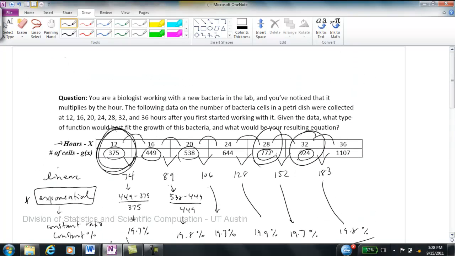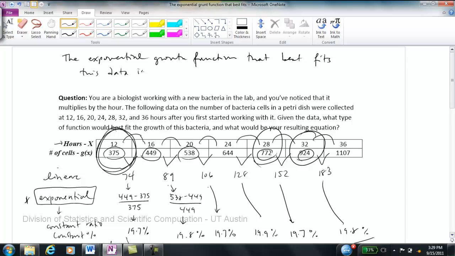So the answer is going to be: the exponential growth function that best fits this data is modeled as g of x is equal to 219.32 times 1.046 to the t.